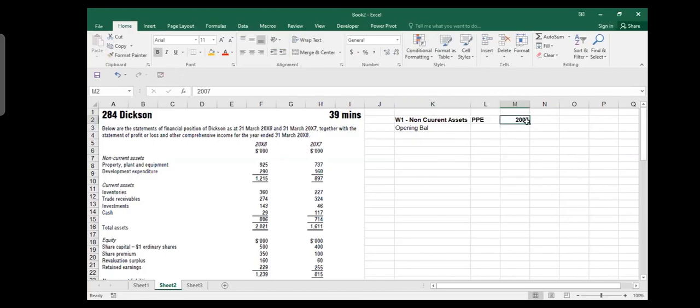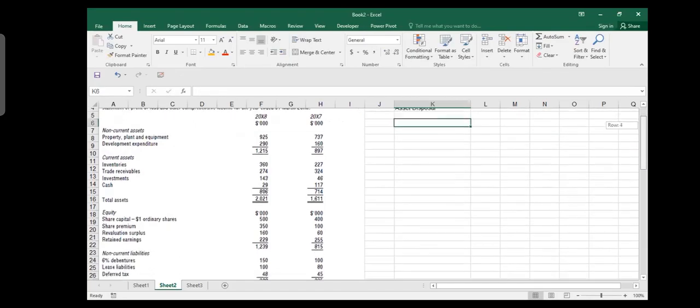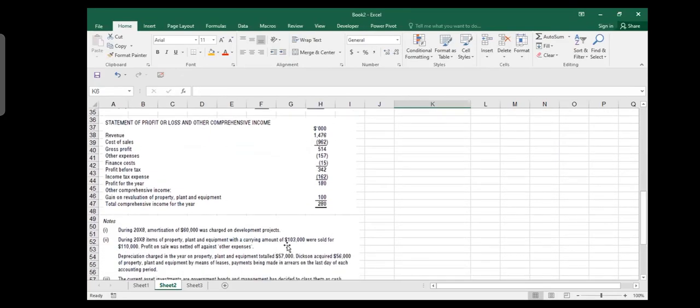And this is, I can call it, my intangibles. My PPE had a balance of 737 and intangibles had a balance of 160. I can see these two numbers from the 2007 balance sheet. But then you sold some asset, you had some asset disposal. We go back and see the value of the asset which we sold. It said that the value of the asset which was sold was 103.